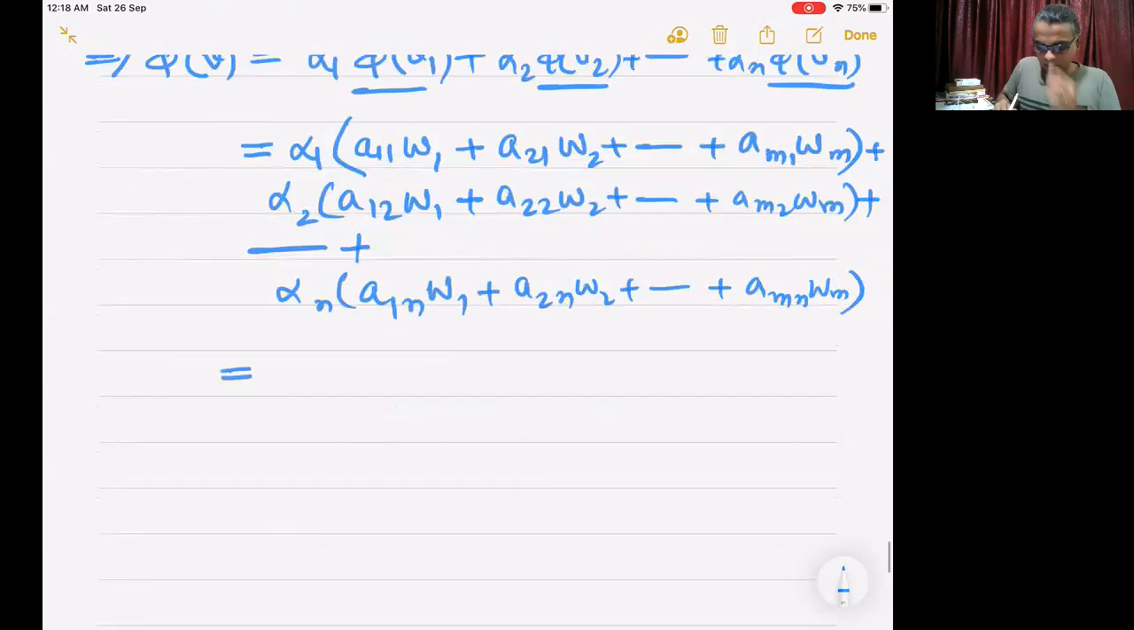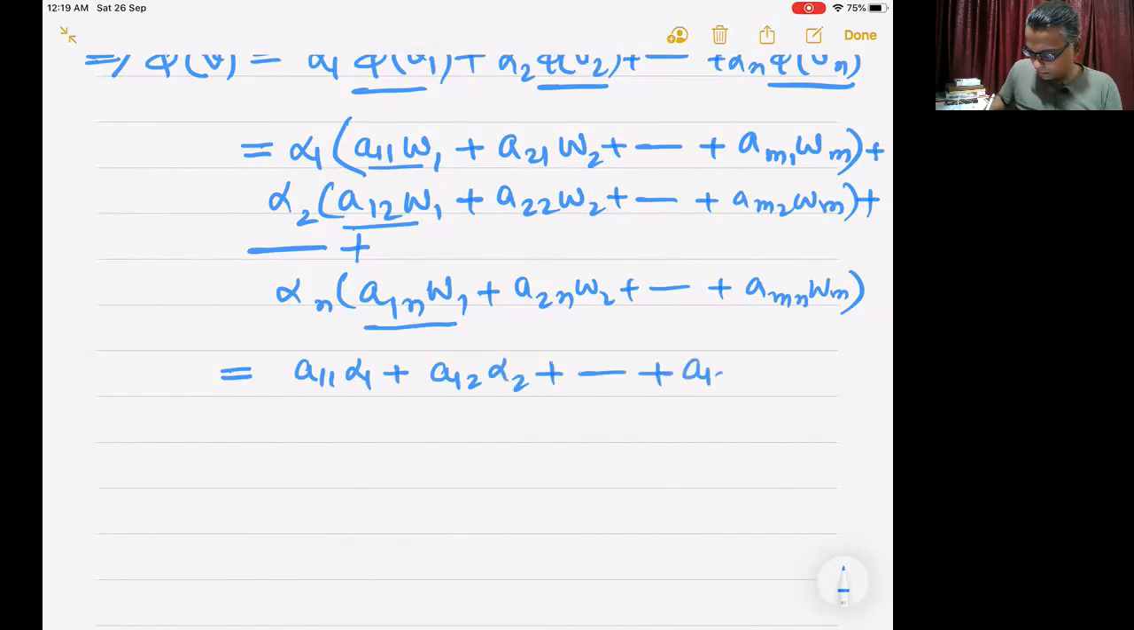That would be, so I am going to club all the W1s together. This is one, so on, this is one. So if I club them together, what do I get? I get A11 alpha 1 plus A12 alpha 2 plus dot dot dot A1n alpha n, multiplying W1.